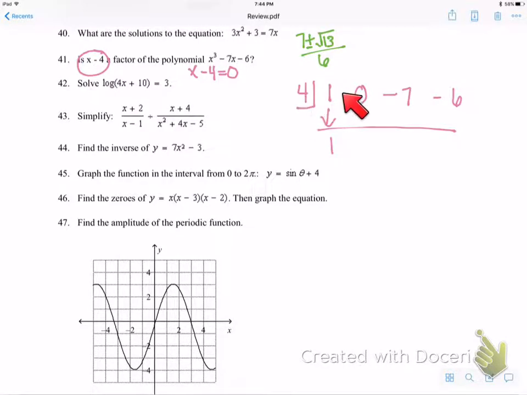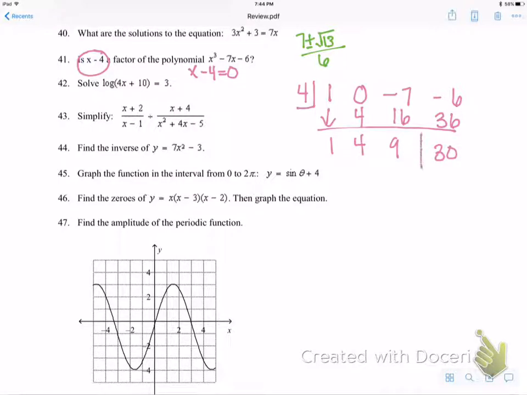So 1 times 4 is 4. We're going to write it and add. We're going to multiply 4 times 4, that's 16. Write it down and add. 9 times 4 is 36. We're going to write that down and add.